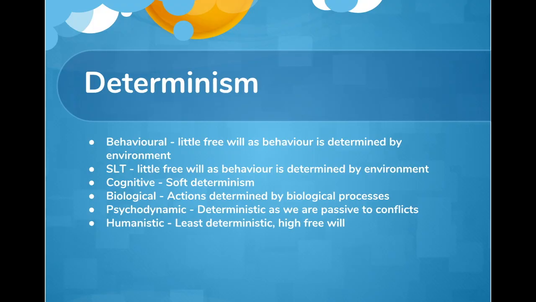So they're fairly hard to compare, I guess, but you need to discuss the level of determinism within each approach using examples. The easy one is the humanistic one, the last one, because actually that is the one that rejects the idea of determinism and very much focuses on the idea of free will, that we are active agents in our lives and that we can decide upon our own fate and our own outcomes rather than having them dictated for us.